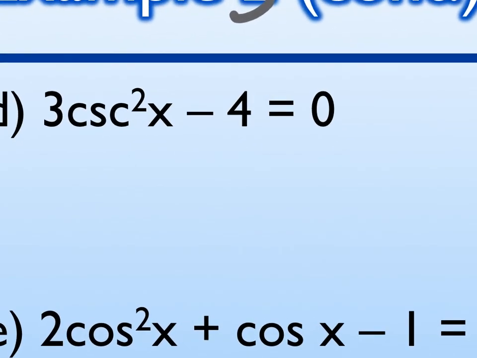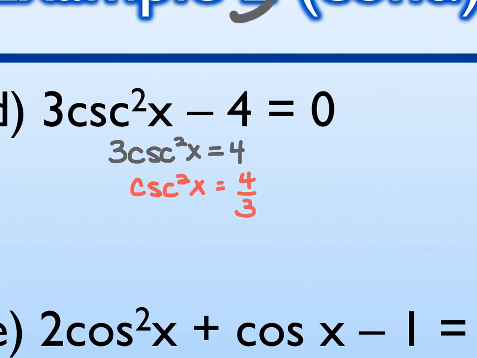So this is our first inverse function, or our first reciprocal function. What we need to do is the same thing we're doing before: isolate that function, and then at the very end, before we find it on the unit circle, flip it. So I'm going to add the 4. I get 3 cosecant squared x equals 4. Divide both sides by 3. So cosecant squared x equals 4 over 3.